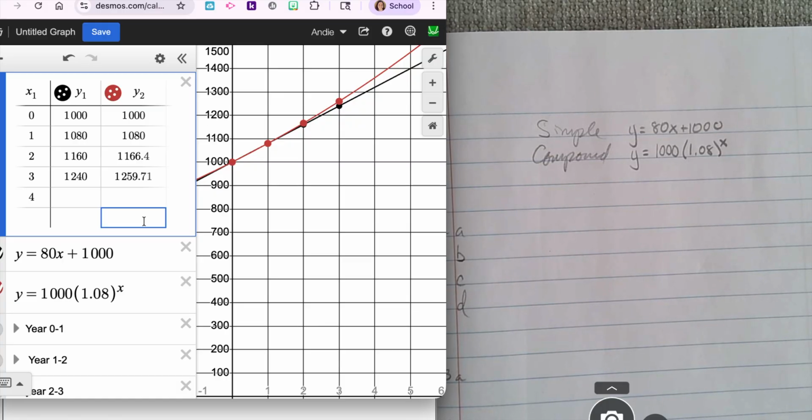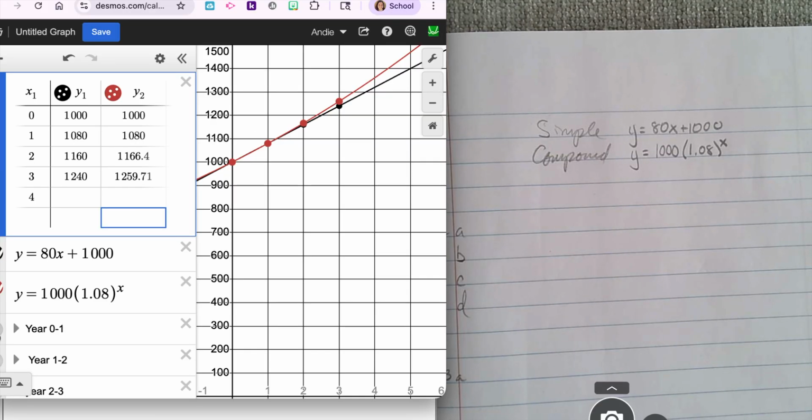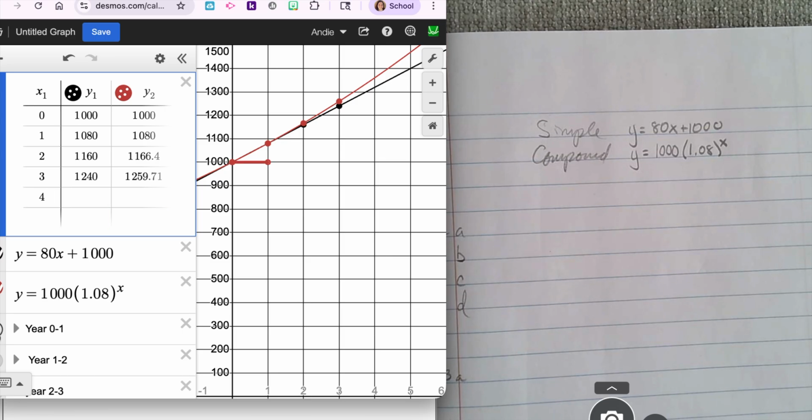Okay. However, they bring up a good point. What's happening between the years? Because based on my graph, this shows me that at 0.5 of a year, so like on June 1st, halfway through the year, I should have $1,040 in the account. However, like they said, the money only gets added at the beginning of a new year. So really what should be happening is I should see something that looks more like this.